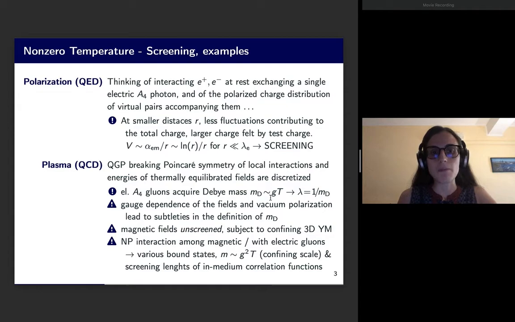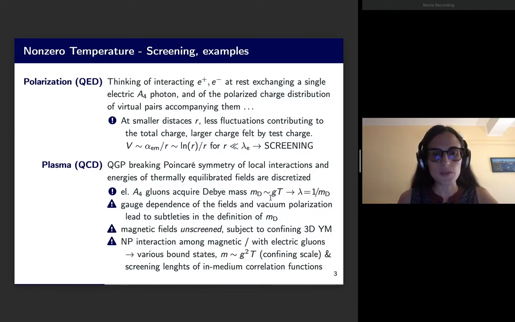However, there is the problem that the gauge dependence of the fields and also of the vacuum polarization in the case of QCD do lead to subtleties in the definition of the Debye mass, and part of this we have already discussed. Moreover, there is this unique feature of non-Abelian plasmas that the magnetic fields are totally unscreened and specifically subject to confining three-dimensional Yang-Mills theory.